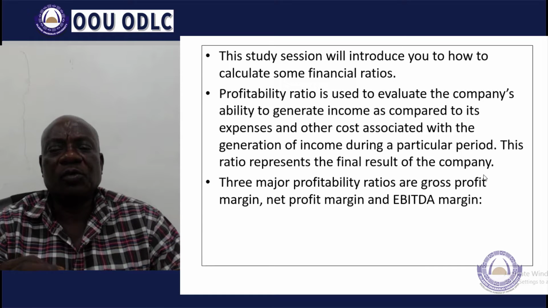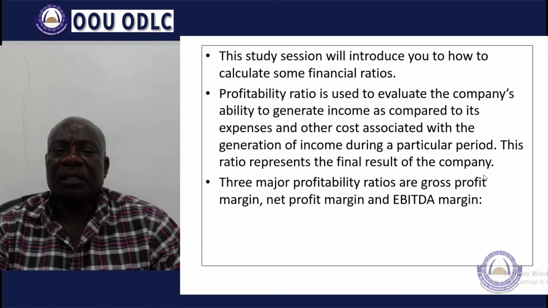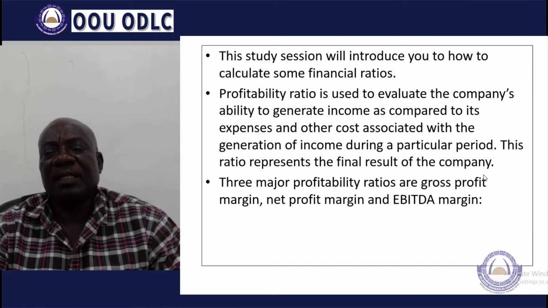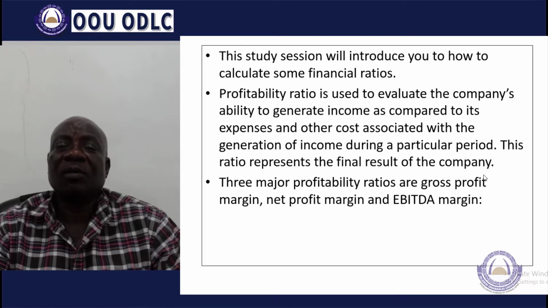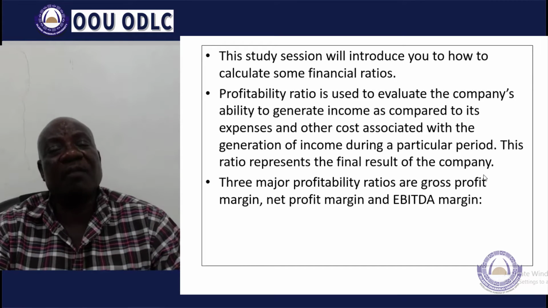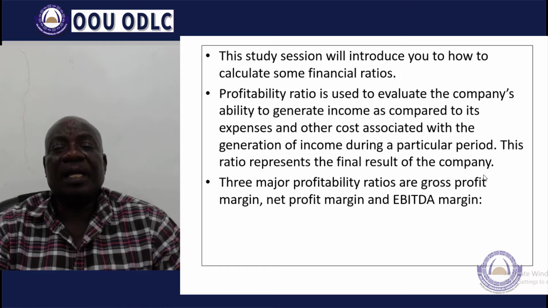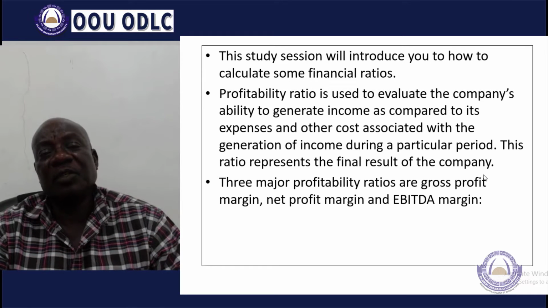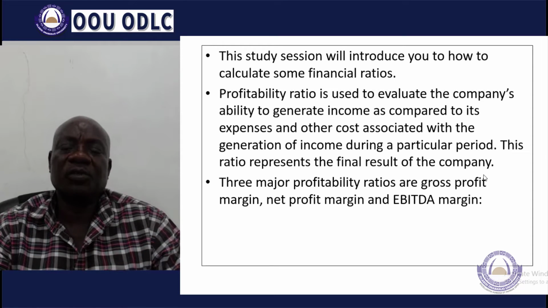And these profitability ratios are in different forms. But for a company to thrive or perform better than its counterparts within the same industry, its profitability ratios must be reasonable, even higher than the industry average. So the 3 major profitability ratios are gross profit margin, net profit margin, and earnings before interest, tax, depreciation and amortization margin. We are going to look at these 3 types of profitability ratio and see what their purposes are and what they actually stand for.